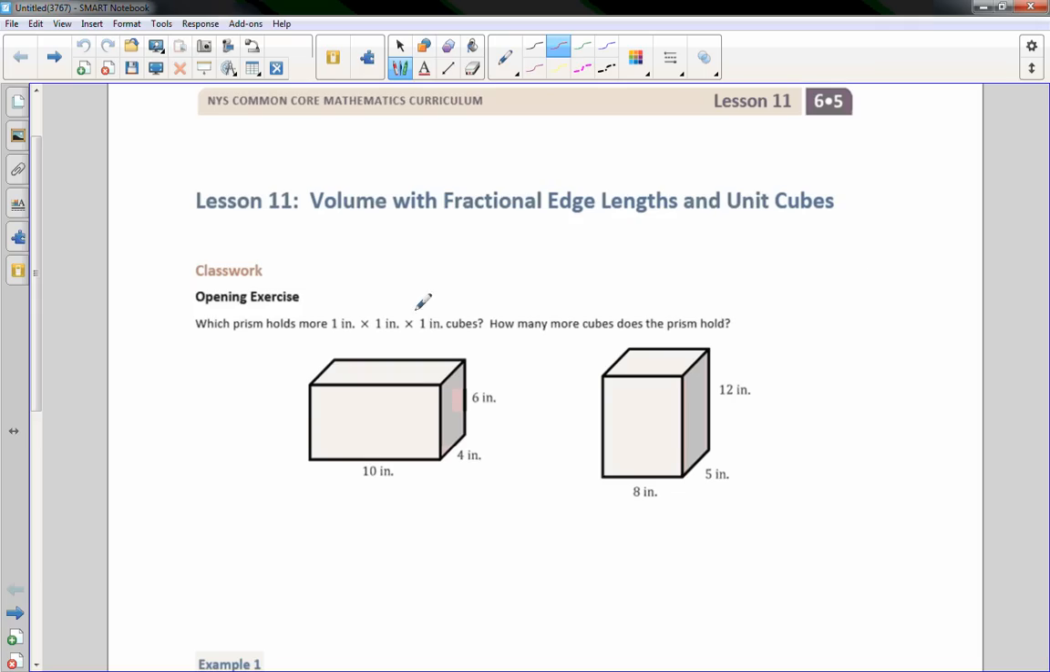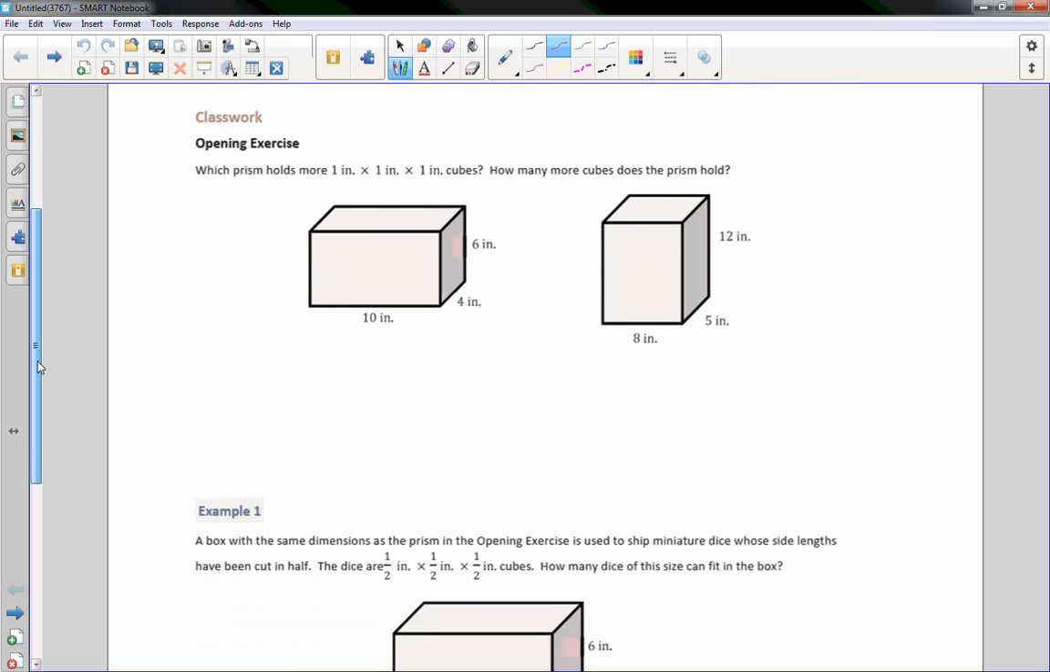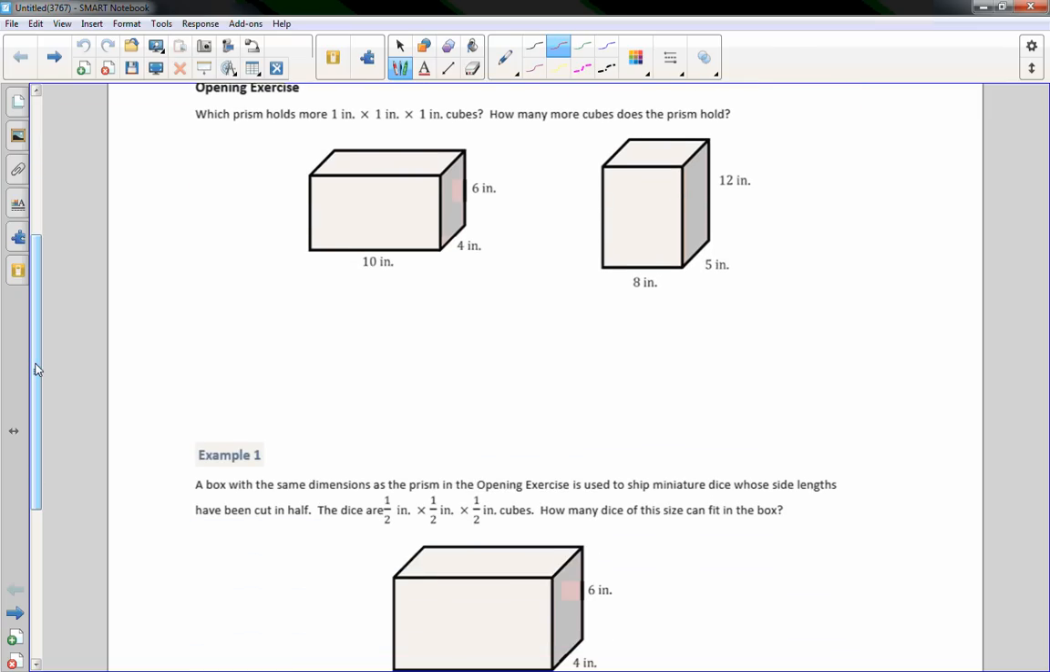Classwork opening exercise. Which prisms hold more 1 inch by 1 inch by 1 inch cubes? How many more cubes does the prism hold? Okay, so what that is asking is, what is the volume?